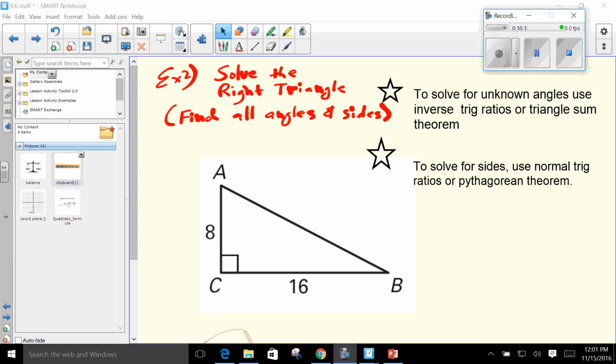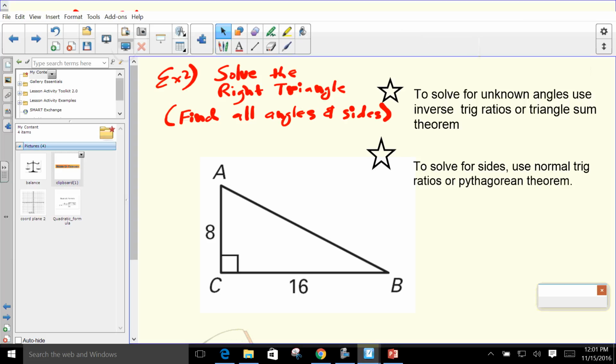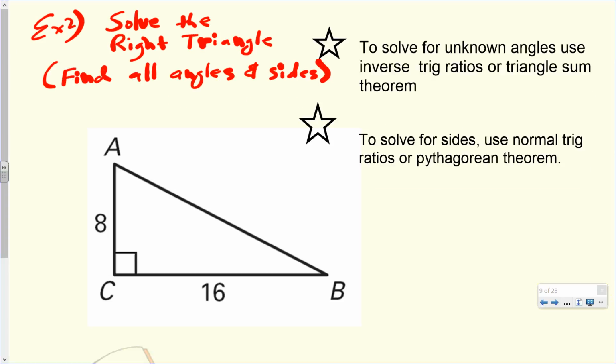If I ask you to solve for angles, you use inverse trig or triangle sum theorem. If I ask you to solve for sides, you use normal trigonometry or Pythagorean theorem. That's the big idea right now. So you can solve for all the parts of a right triangle, no matter what's given. We're at that point now. So let's go ahead and solve for one of the angles. Let's solve for angle A first.